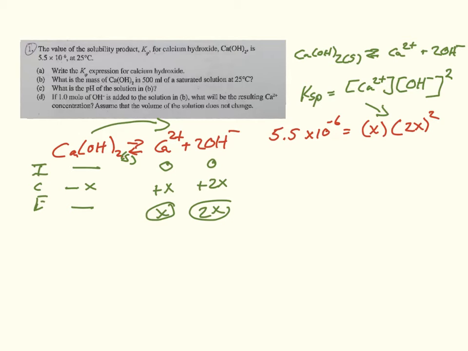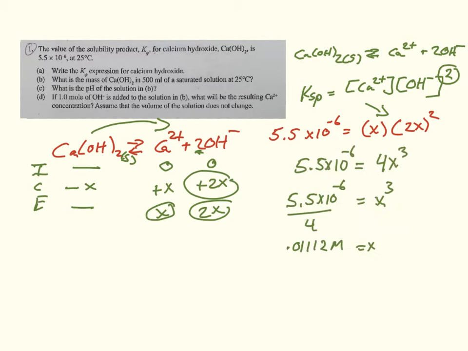And the thing to remember is that you always need to check that this 2 impacts not only the change, but also the coefficient in the equilibrium expression. From this point, I'm going to solve for x. So after doing the algebra, I get 0.01112 molar. So that is our amount of calcium hydroxide that dissolves in molarity. And remember, it's always a little weird to talk about solids in terms of molarity, but that's how many moles per liter dissolved. So since it's how many moles per liter dissolved, all we have to do is convert that to grams.